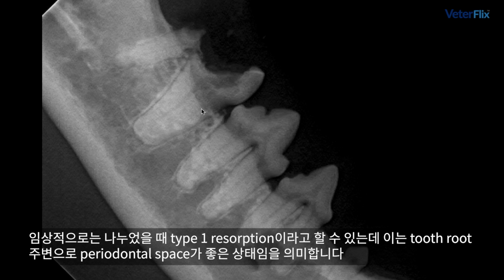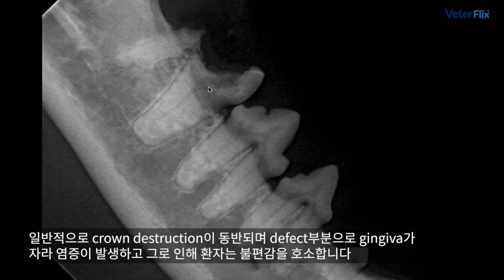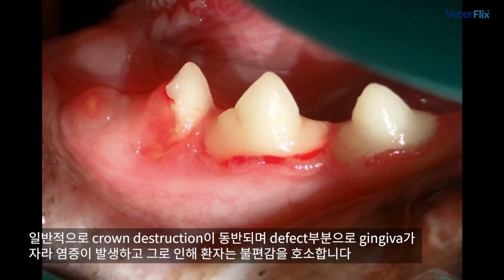And type 1 basically means that we've got a nice periodontal ligament space around the tooth root. Generally, we have crown destruction with those, and for the most part, we've got discomfort because we get gingiva that moves into the defect and becomes inflamed and is uncomfortable for the patient.